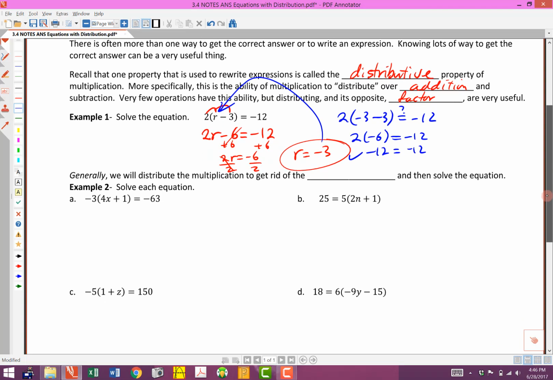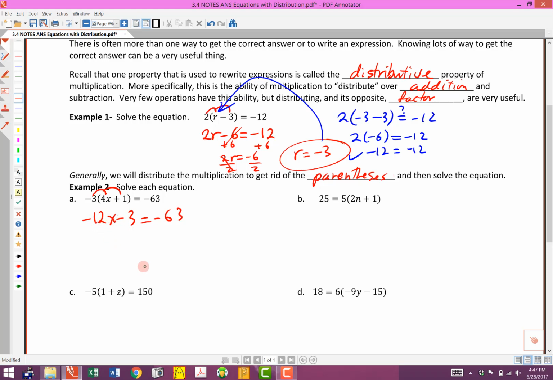So here's the way we're going to do these. Generally, we're going to distribute the multiplication to get rid of the parentheses. And then solve the equation. So it's kind of like we're doing a little bit of simplifying first. So we are going to distribute to get rid of that set of parentheses. So if we do this problem right here, and again, we always show our work on these. So this is going to be negative 12x minus 3 equals negative 63. We've now got ourselves a two-step equation, which we should be good at solving by now.